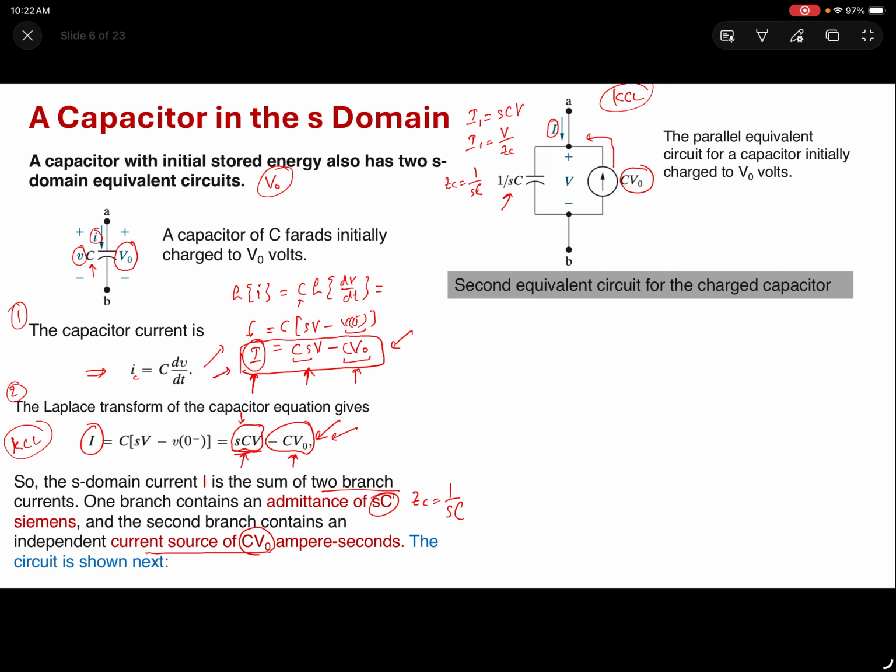I can potentially solve it as well. I plus CV naught, I can take this CV naught to the other side. I plus CV naught divided by CS. I plus CV naught equals CSV. Okay, so sorry, it's just CS.